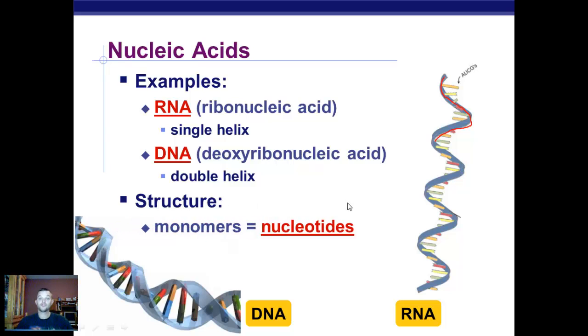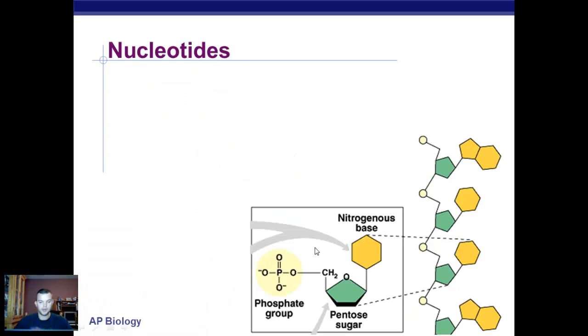Alright, when we talk about the structure of these, and that's really what we want to get into because we're talking about the macromolecules and all the structural components of the cells, the monomers that make it up, or the individual pieces that make up a nucleic acid, we call those a nucleotide. It's a pretty important piece of information you want to retain for the upcoming test.